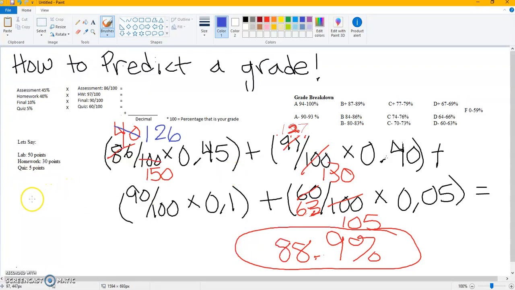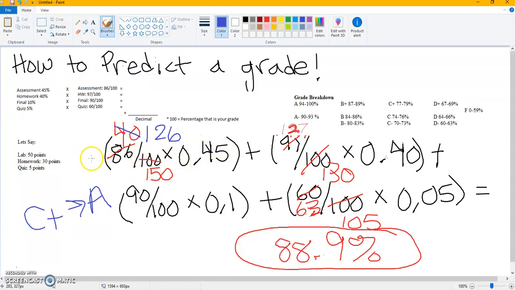So for instance, if you're trying to get, I don't know, from like a C plus all the way to an A, that is not possible because no matter what I do, the points that are available to me, even if I got 100% on anything or on everything, it is not enough to get my total grade up to a 93%, which is the cutoff for an A minus.